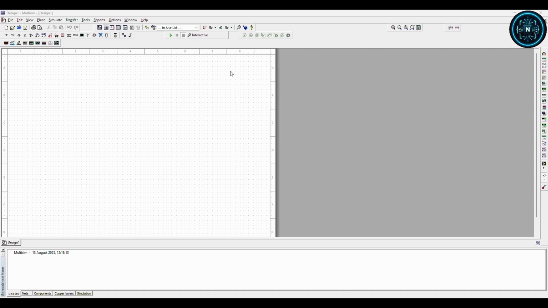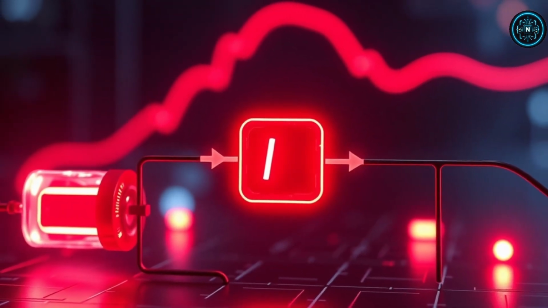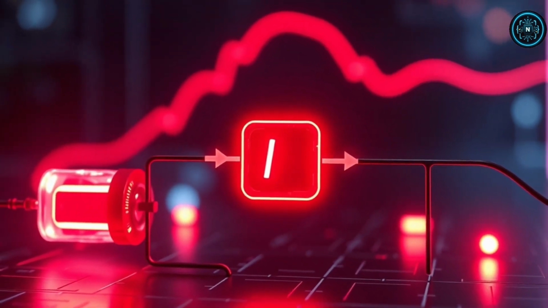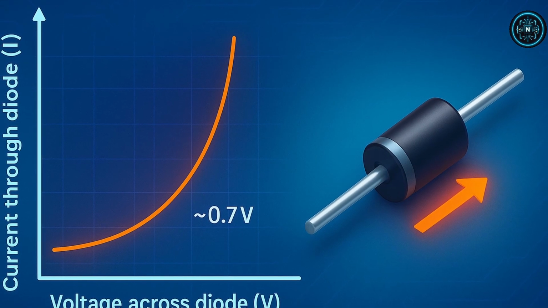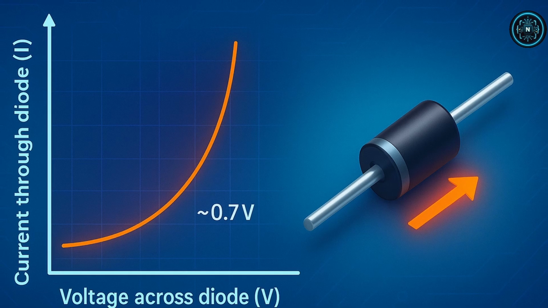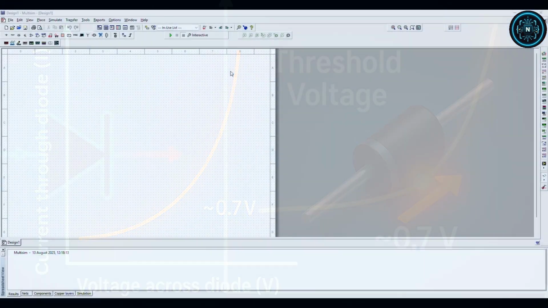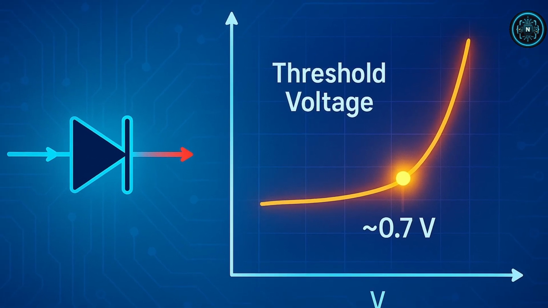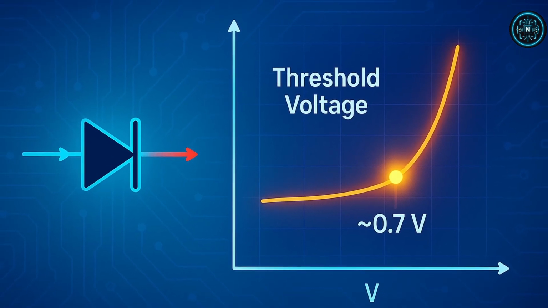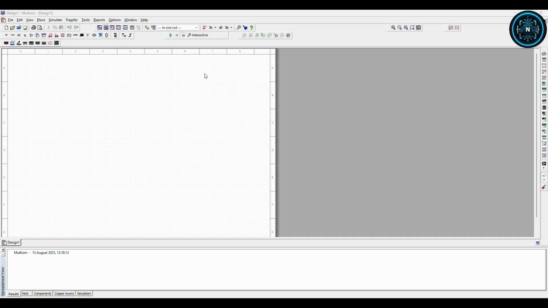Hi everyone, in this video I will show you how to plot the forward IV characteristic of a diode using DC sweep. The forward IV characteristic is the plot of current through the diode versus voltage across it in forward bias. It reveals the threshold voltage, the point where the diode starts conducting significantly. For that, I will first make the circuit and then see how to use DC sweep to plot this graph.